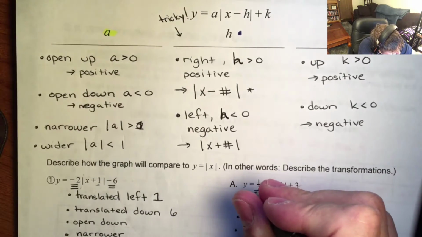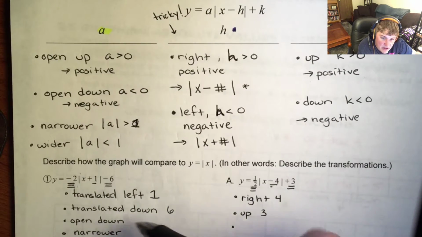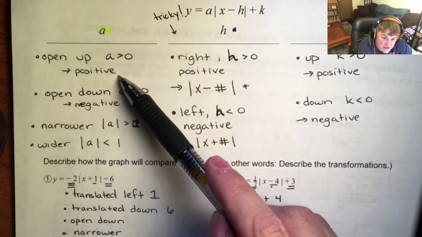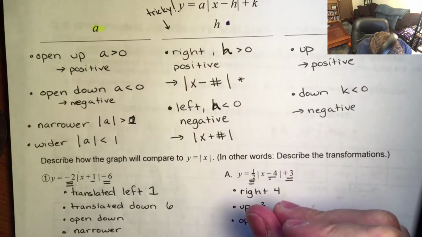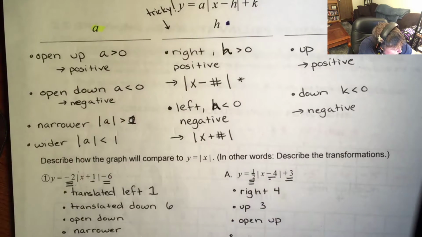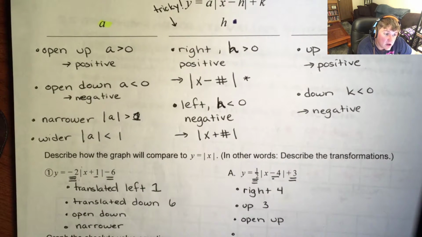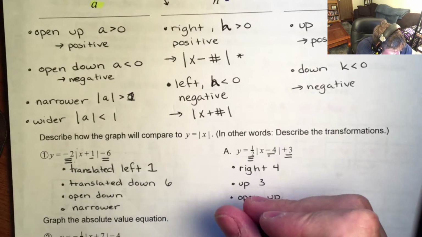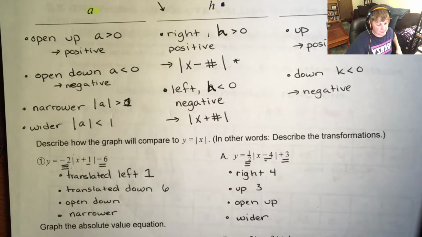Okay, this 1/2 here. Is that going to open it up or open it down? You want to look at your a value here. It's going to open up because it's positive. Positive a values are going to have it open up. And then lastly, wider or narrower. What's the absolute value of a 1/2? Well, it's a 1/2, and is that greater than or less than 1? That is less than 1, meaning that it is going to be a little bit wider than the parent function.